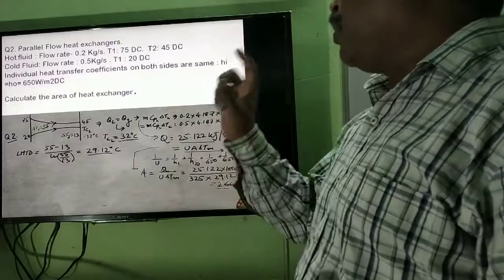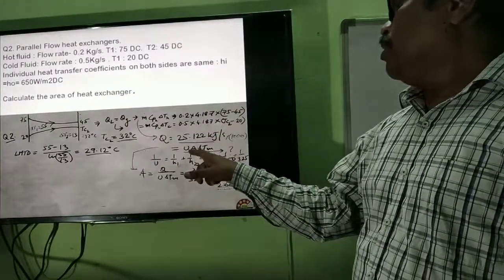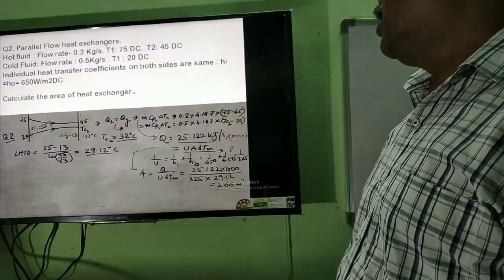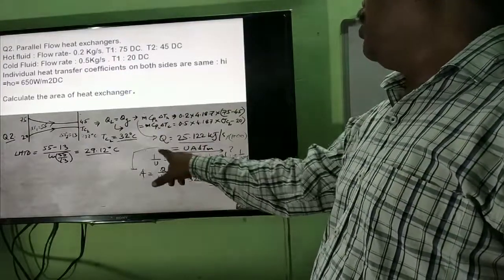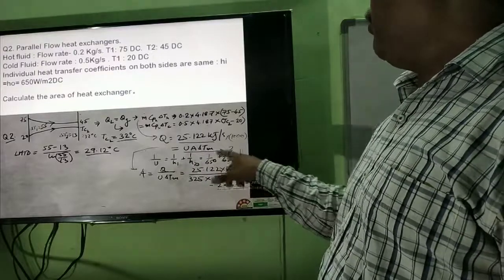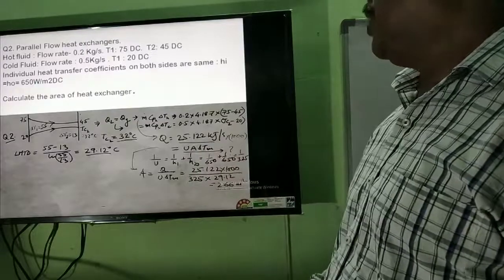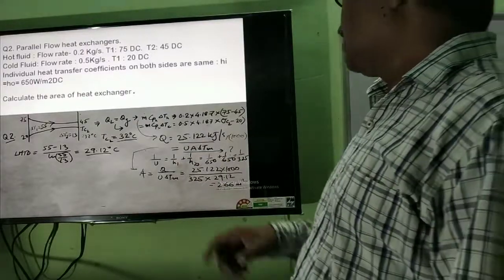So the basic formula for area is Q equal to overall heat transfer coefficient, area, and del T. So here U is not given. For U you need h1 and h2: 1 by U equals 1 by h1 plus 1 by h2. So first you can calculate that U, that is 325. So one parameter, U, has already been calculated.